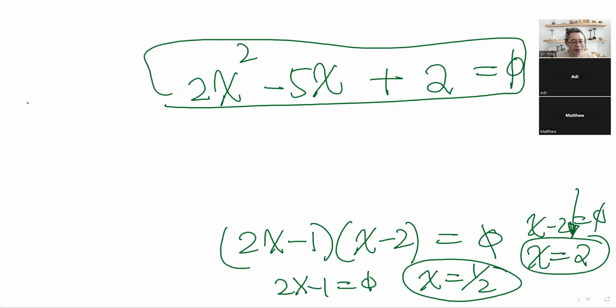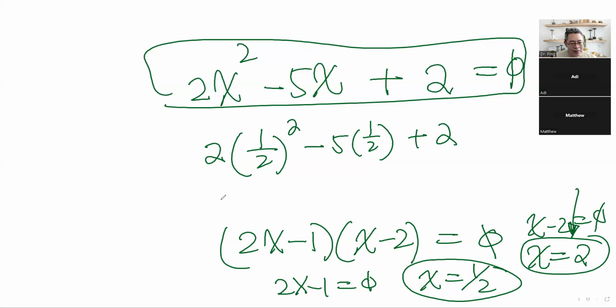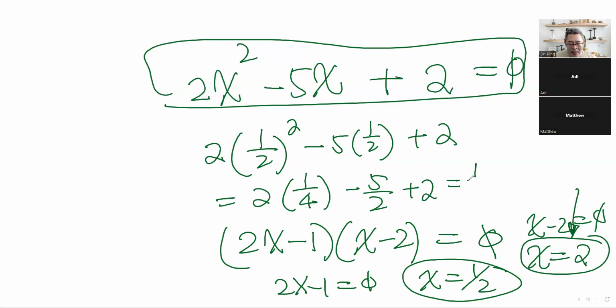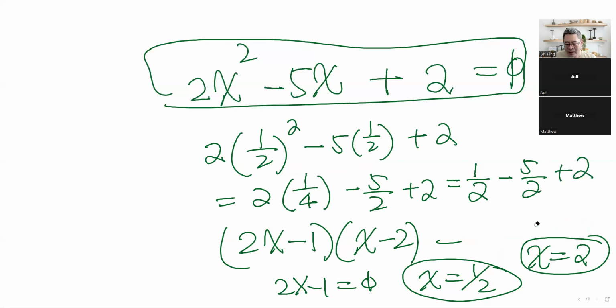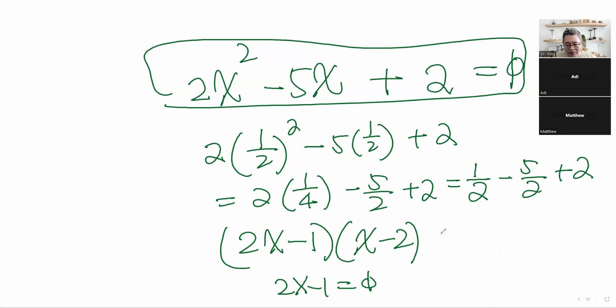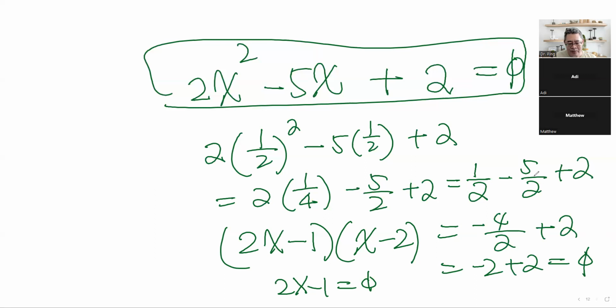And we can also check x equal half, and we got 2 times half squared minus 5 times half plus 2. This is 1/4 times 2, which is half, minus 5/2 plus 2. Then half minus 5/2 gives us -4/2 plus 2. And this -4/2 is -2 plus 2. That's indeed 0. So that way we check both solutions are correct for this equation. Yep. Pretty good. Yeah. Very good. Okay, so that's what we have.